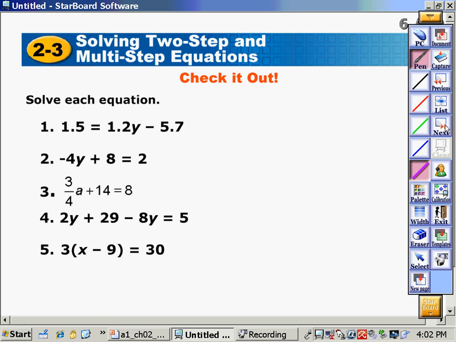Moving right along. Here's our check it out section. 5 problems. Please write them down now. Pause me, and we will come back to work on them together.